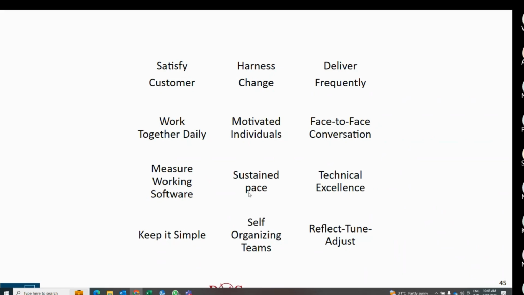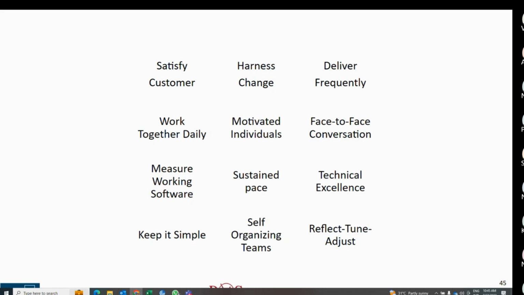Sustained pace. Agile is not a big fan of heroics, where in one sprint you deliver a lot, and in the next sprint your performance goes down. That is not recommended, and that is not appreciated in this environment, because that will not give work-life balance.